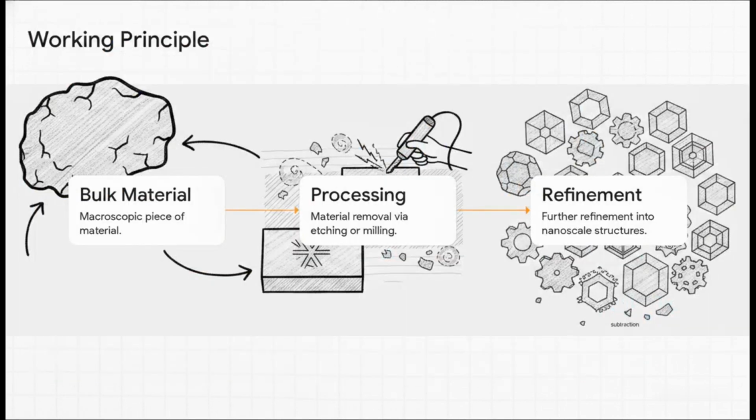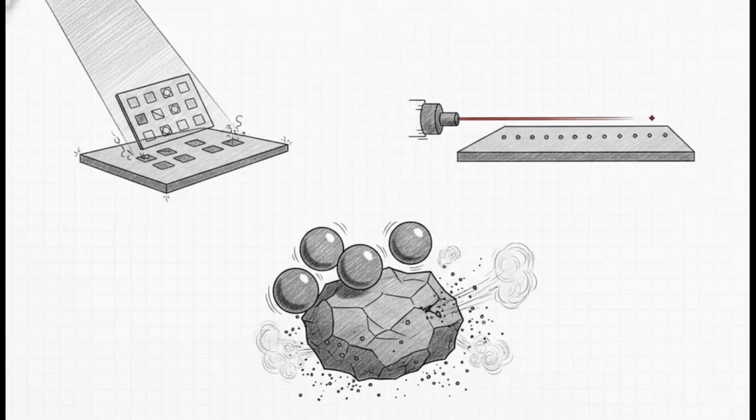The workflow here is crucial to understand. Step 1, you always start big with bulk material. Step 2, you aggressively remove what you don't need through patterning and processing, things like etching or milling. And step 3, you just keep refining and refining those patterns until you hit those perfectly carved nanoscale structures. It's essentially an exercise in extreme subtraction. But instead of chisels, our nanosculptor uses light, electrons, and sometimes just pure brute force.